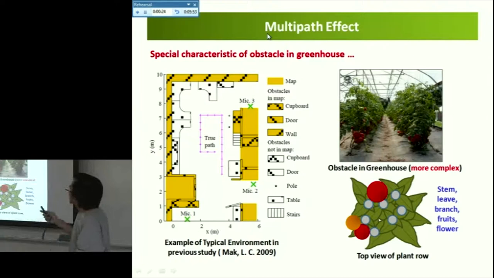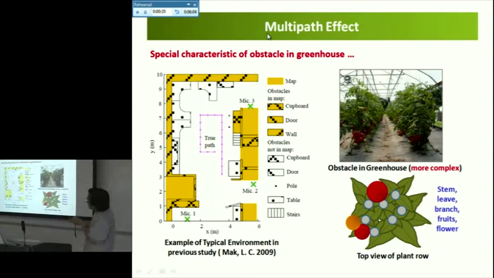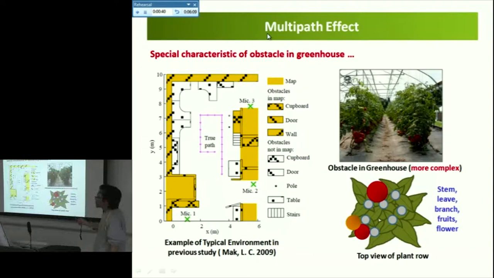For example, in a building like this, maybe there's a microphone here, and it should be a different system. This microphone and the mobile target, this should be a speaker here. So there are some obstacles here, for example a wall or something. It's quite a simple shape, and also there are not so many obstacles here. So it's totally different from the greenhouse.